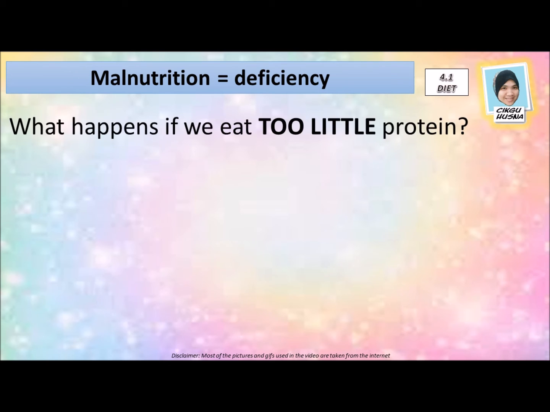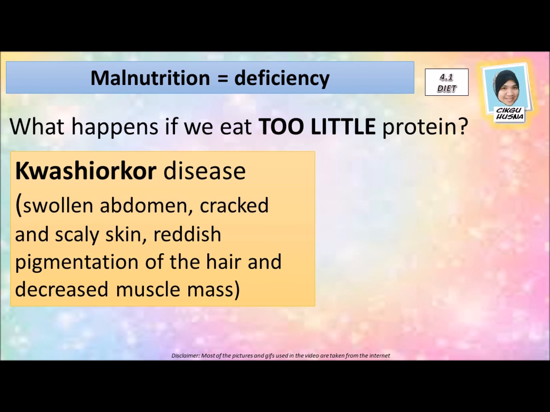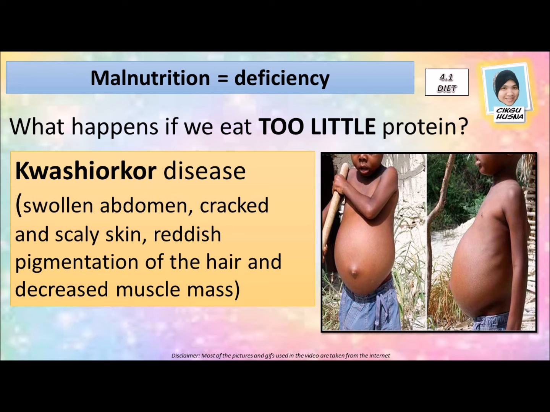So what happens if we eat too little protein? What will be the deficiency disease if we eat too little protein? The name of the disease is kwashiorkor disease. Kwashiorkor disease means the abdomen or the stomach becomes swollen and the skin becomes cracked and scaly, and there is reddish pigmentation of the hair and decreased muscle mass.